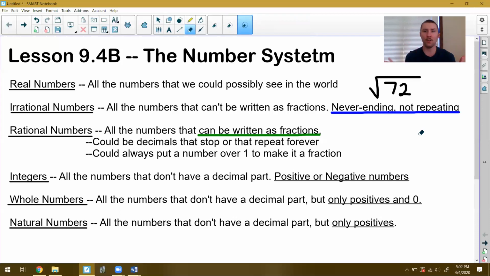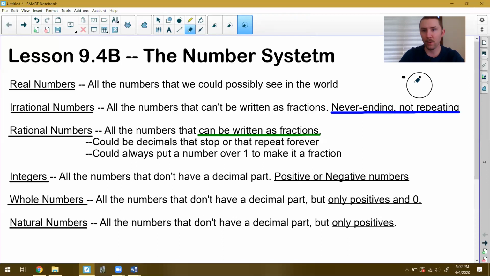Within the real numbers, all the numbers we've ever seen, we've mostly worked in the past with rational numbers. Those are numbers that can be fractions, or decimals that stop or decimals that repeat, or numbers we could put over 1 and make fractions. If we can make it into a fraction, it's a rational number. If we can't make it into a fraction, it's an irrational number.